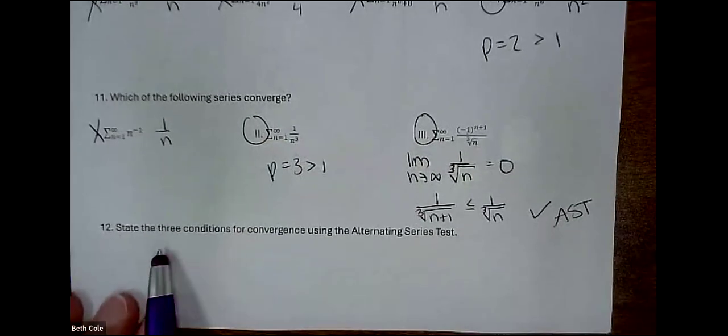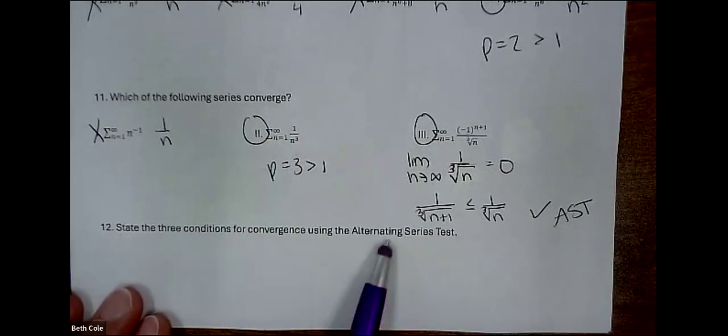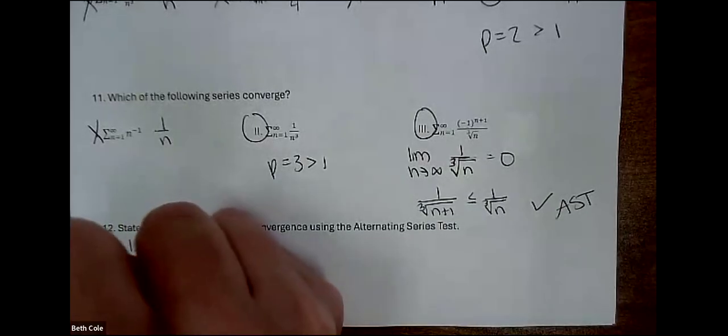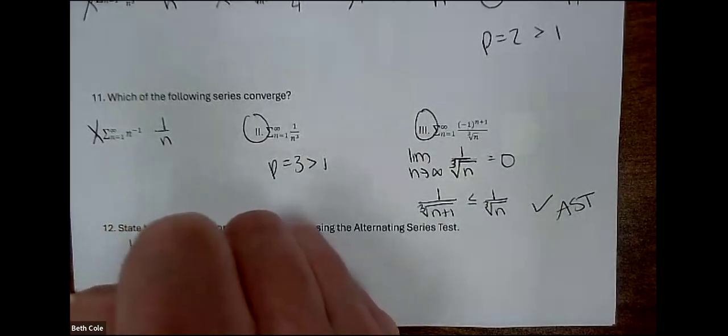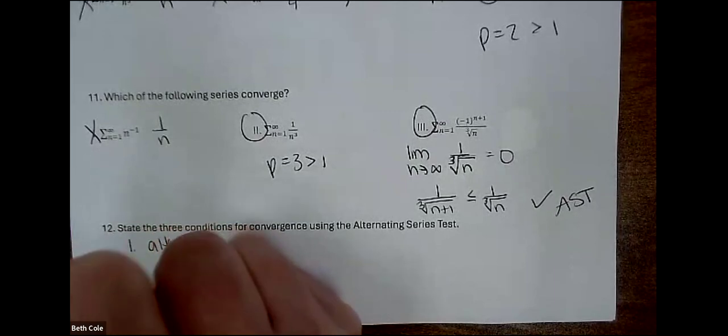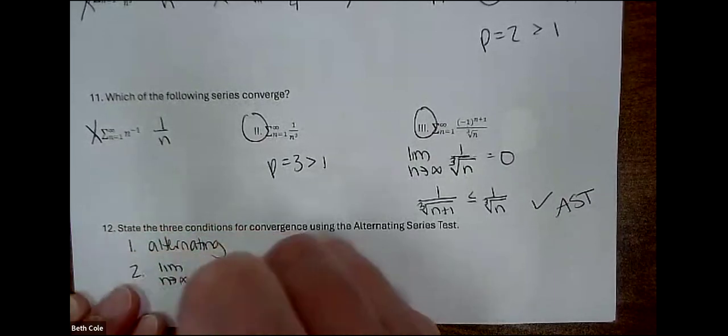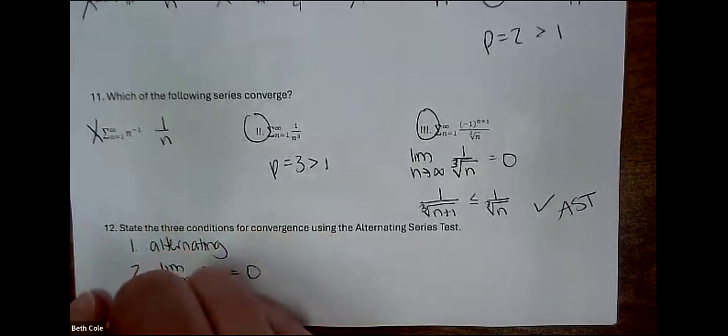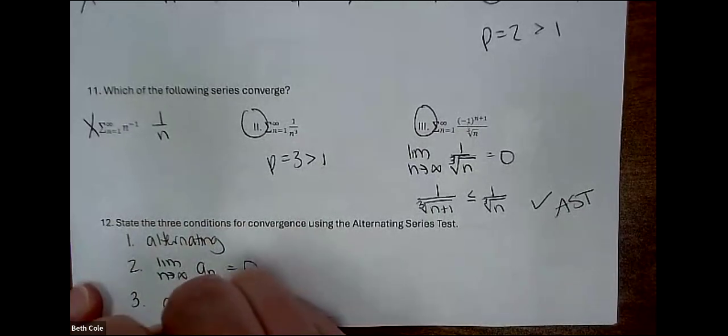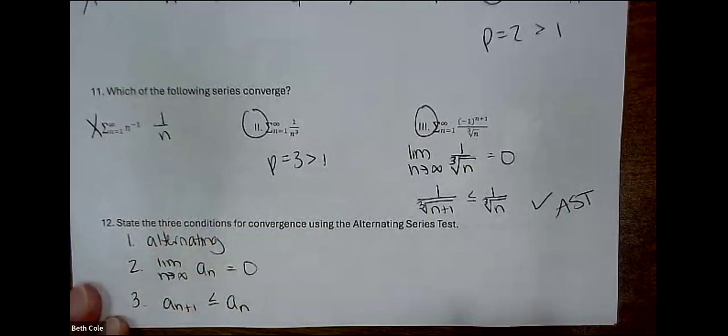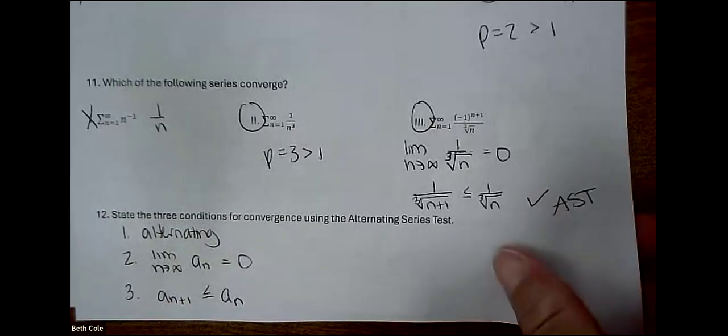All right, state the 3 conditions for convergence. We just did that. Number 1, it has to be alternating. 2, your limit as n goes to infinity for your series has to be 0. And then your terms have to be getting smaller. They have to go down to 0.